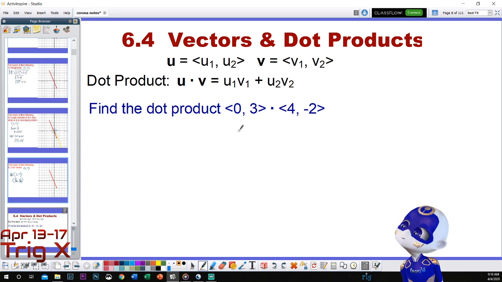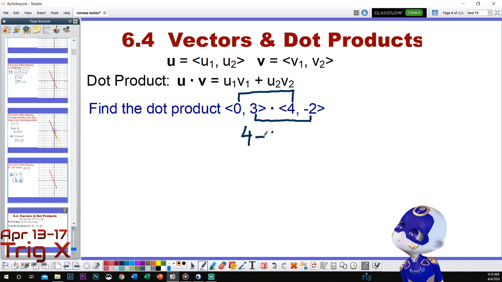So we're going to do 0 times 4, that's 4. Then we're going to do the y's together, 3 times negative 2, negative 6.